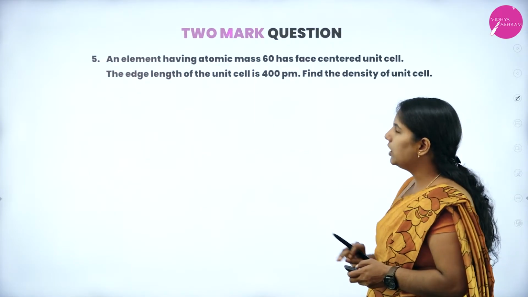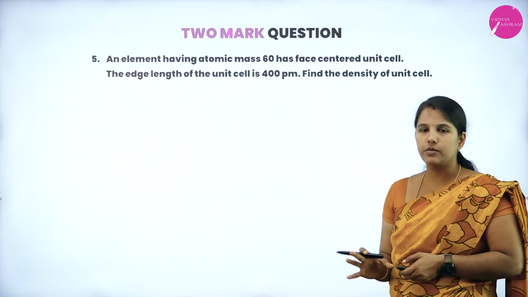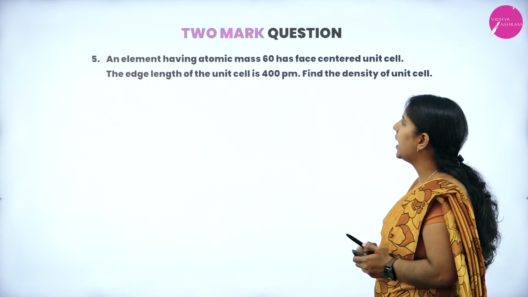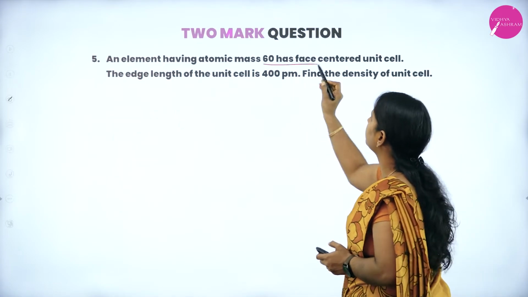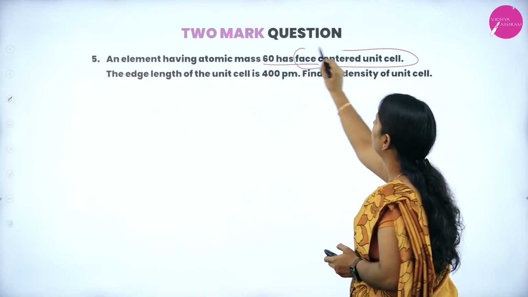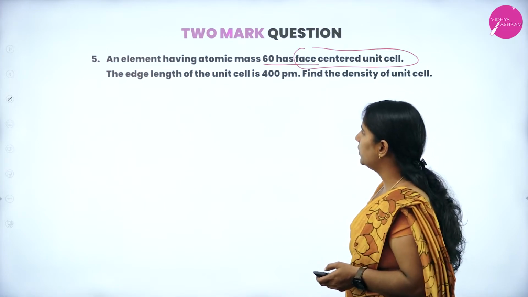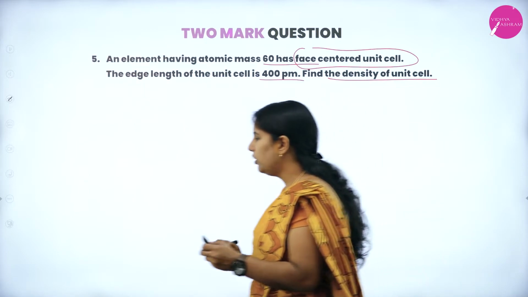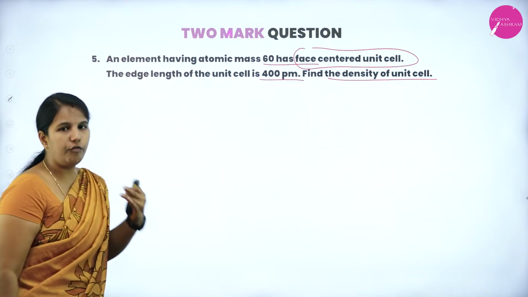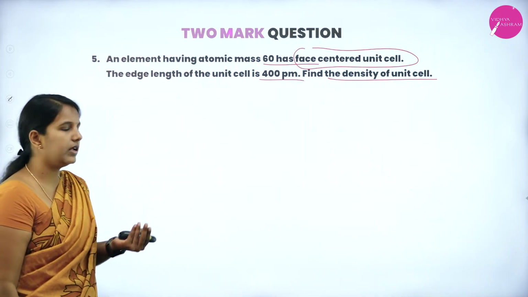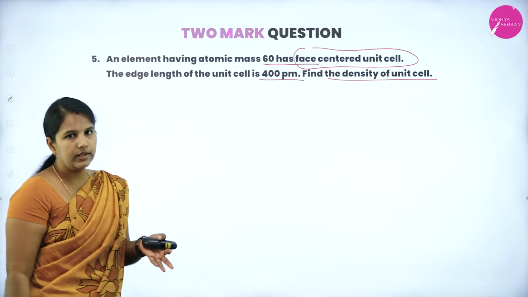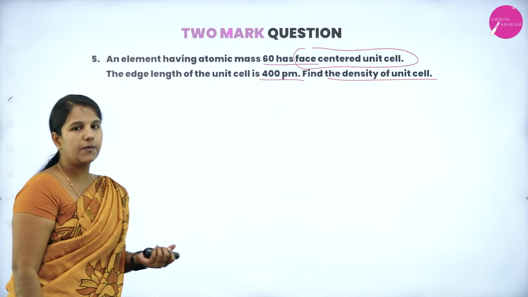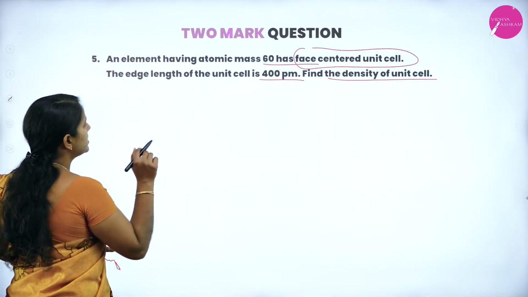Next, we'll solve a numerical. It can also be asked in your examination. An element with atomic mass 60 has a face-centered cubic unit cell. The edge length of the unit cell is 400 picometer. Find the density. We all know that based upon density, a numerical can also be asked for 2 marks. So that is why I have set 2 questions to solve based upon density. So we'll solve with the density.